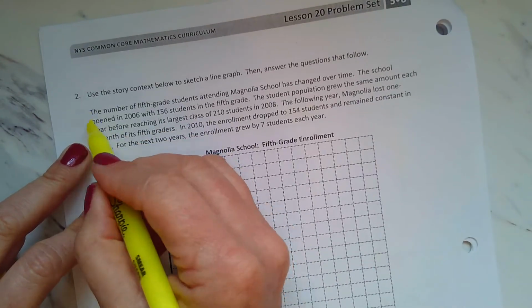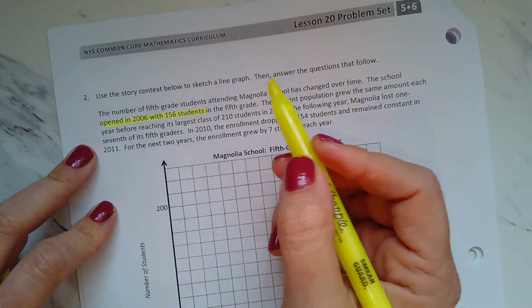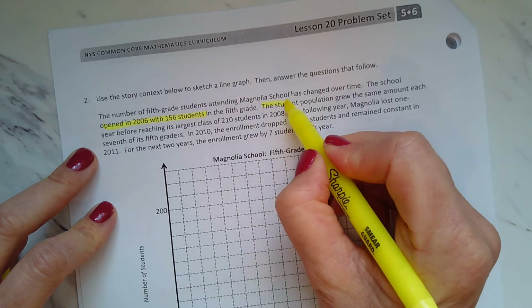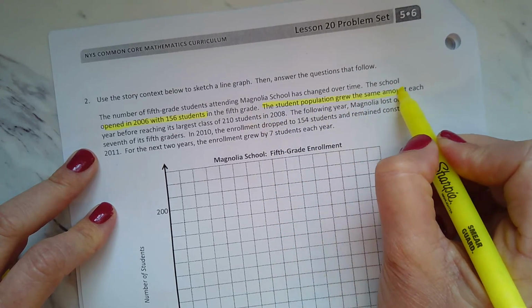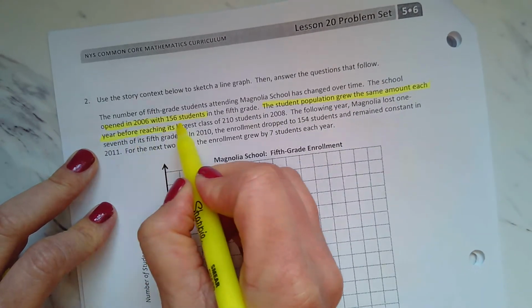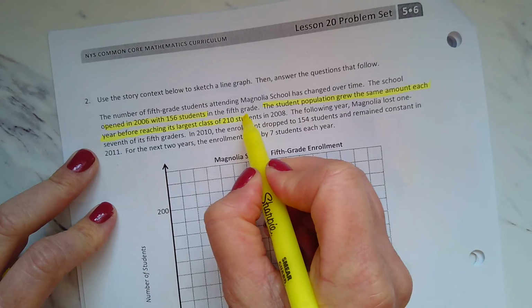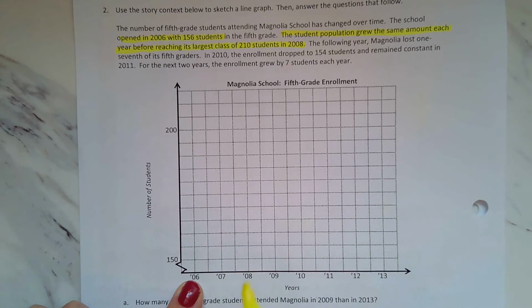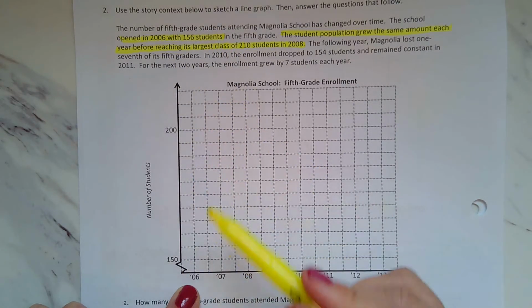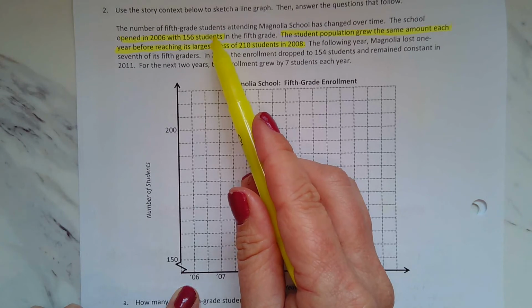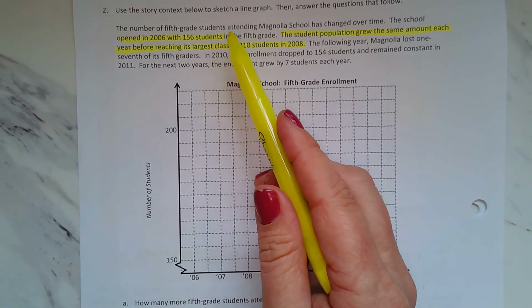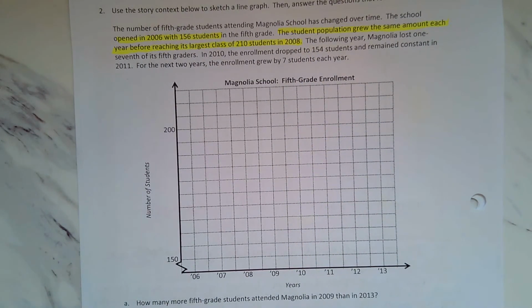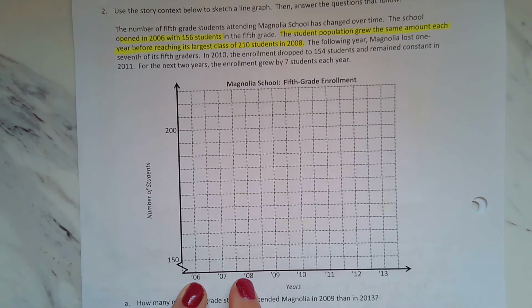So it opened in 2006 with 156 students. Then the next part of the problem is the student population grew at the same amount each year before reaching its largest class of 210 students in 2008. So your first question is plotting a point at 2006. Then from 2006 to 2008, that is what you're working. This is the area. Then part 2, what you're working on.